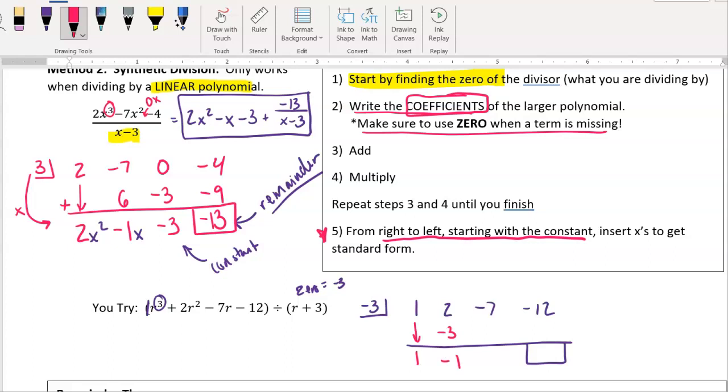So when you add these together, we get -1. -3 times -1 would be a +3. Add those together, you get -4. -3 times -4 is a +12. Add those together, we get a remainder of 0.